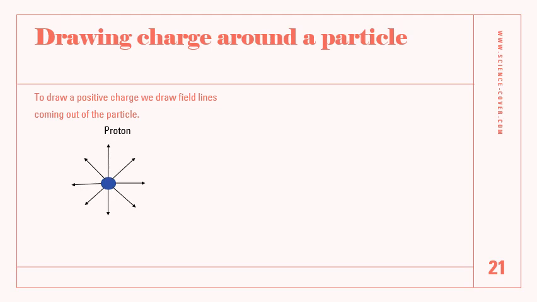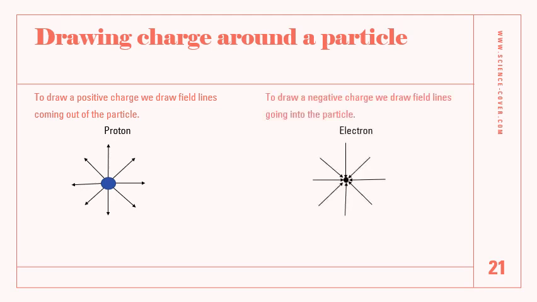However, if I want to draw a negative charged particle, for instance an electron, I should draw the field line arrows travelling into the particle. This is because if I bring a positive charge close to the electron, it will be pulled towards the electron. So the direction of the arrows represents the direction that a positive charge will be moved if it's brought into the vicinity of the proton or electron.